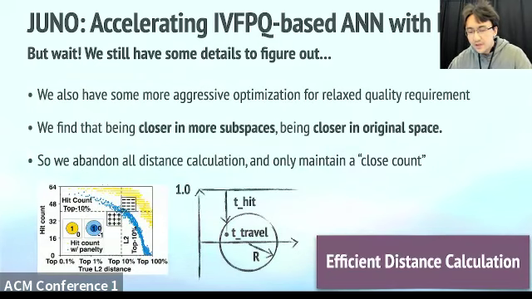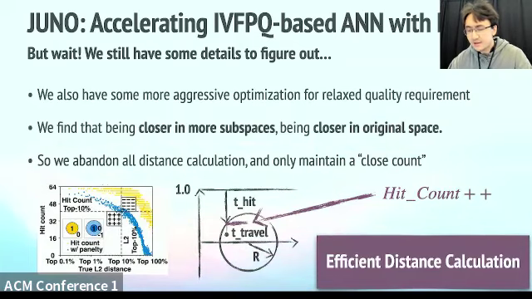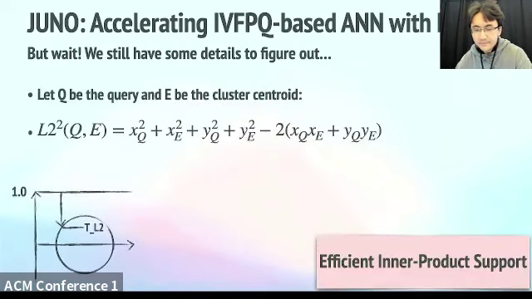More aggressively, we can even save all the math calculation. As the bottom left figure shows, there is a strong positive correlation between total distance and hit count, which is a count of in how many subspaces the query projection is close to the centroid's projection. So we can simply count the hits in all subspaces and sort them, which is an effective approximation of actual distance. Moreover, we can add more spheres for finer-grained counting for higher quality, as shown by the blue part of the figure. The above contents are all about L2 distance, and we also support inner product.